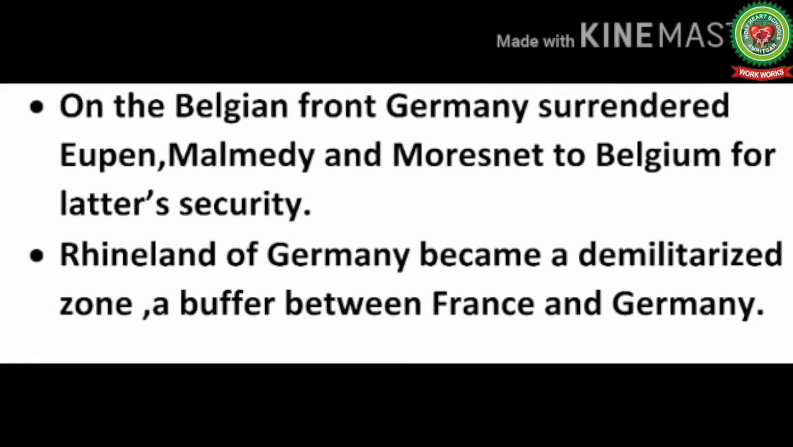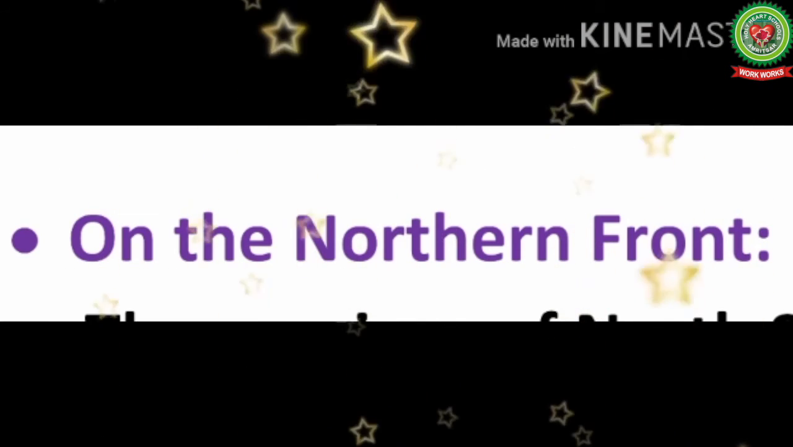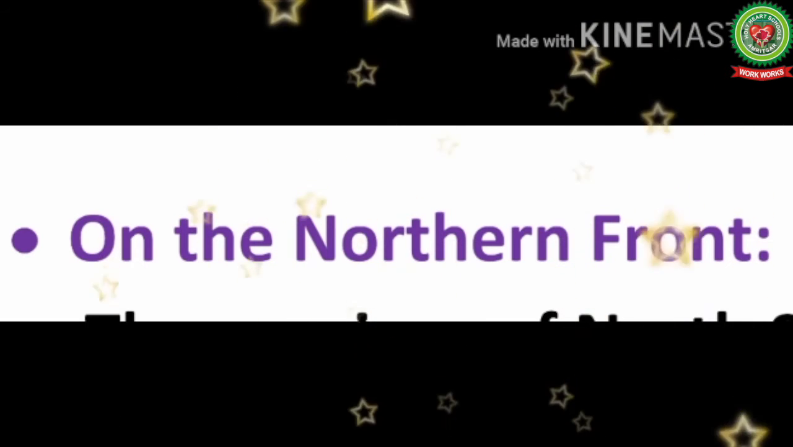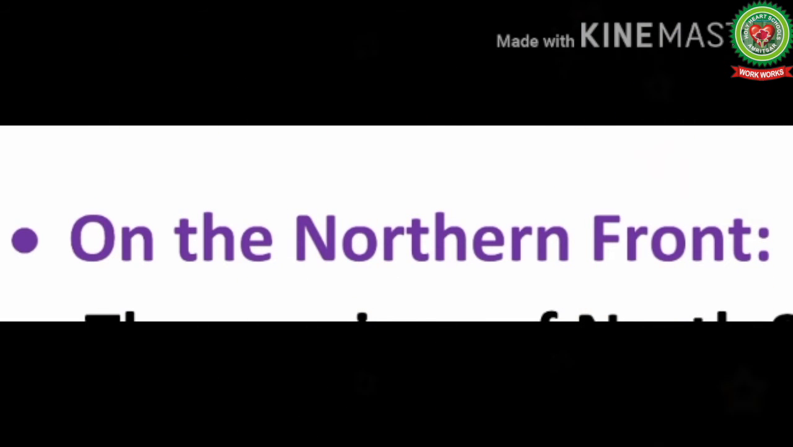A buffer state is a small place between two giant countries in order to protect against the invasion of one country on another country. So the Rhineland was an area between France and Germany so that both countries would not attack each other in future. Now let's discuss the terms of the Treaty of Versailles for Germany on the northern front.